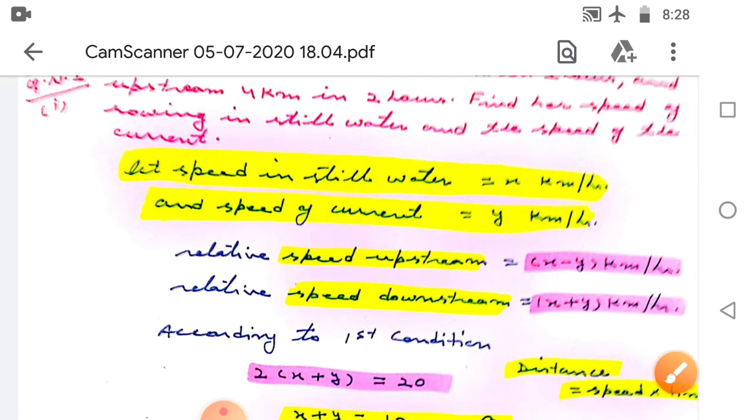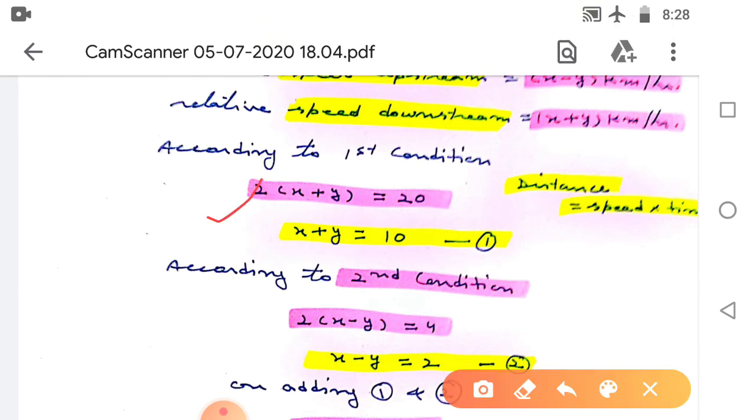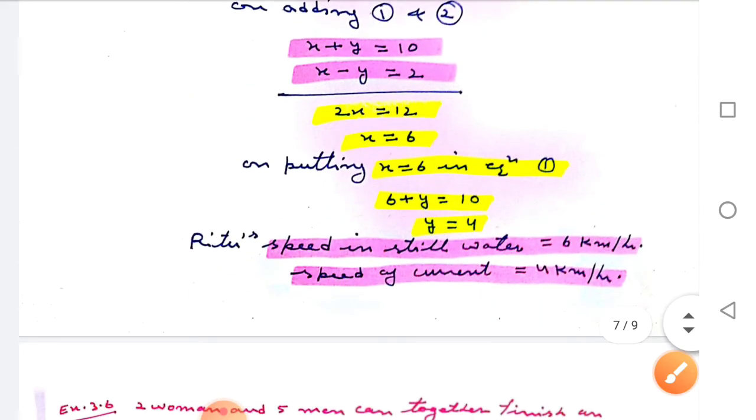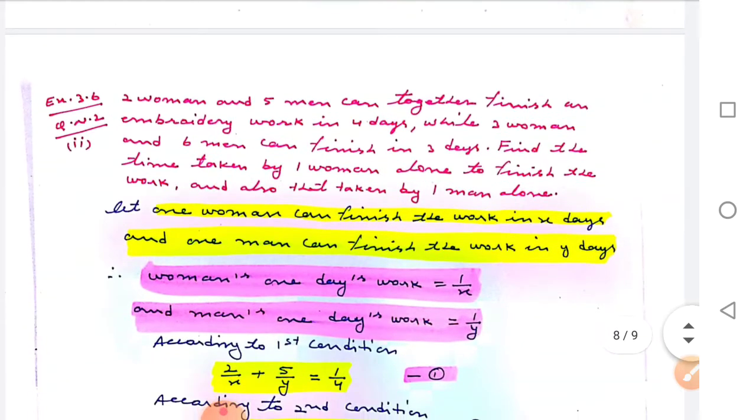And then according to the first condition, you put the values and make these two equations. Distance is equal to speed into time, that is the speed x plus y, and the time taken is 2 hours, equal to 20 kilometers, and you solve, and the value of x is 6 and the value of y is 4. Clear? Now come to the second part of question number 2.